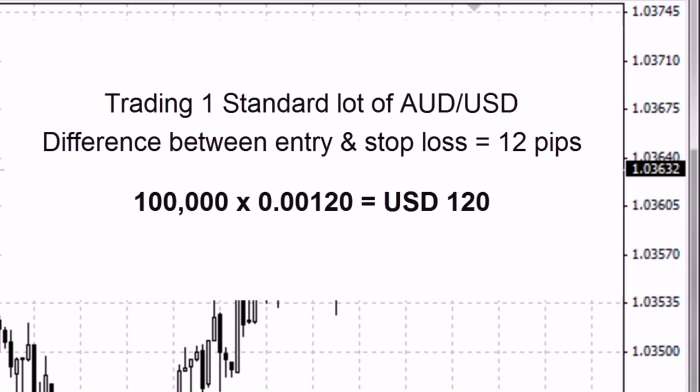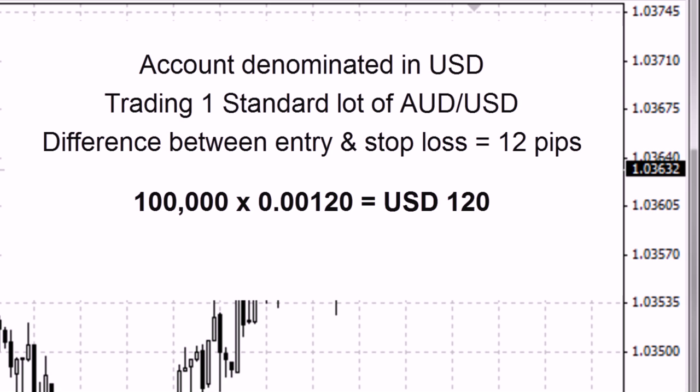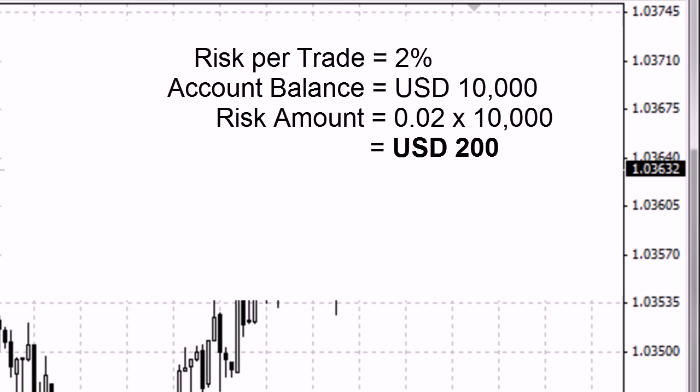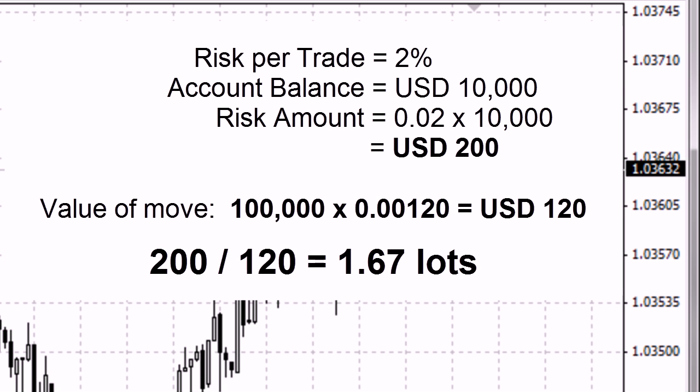In this example, we're trading Aussie US on an account that is denominated in US dollars. If the terms currency is the same as the currency in which your account is denominated, which it is in this example, the last step is relatively easy. Take the result of the very first calculation, the amount you're willing to risk per trade, and divide this by the value of the move. This will give you the number of lots to trade.